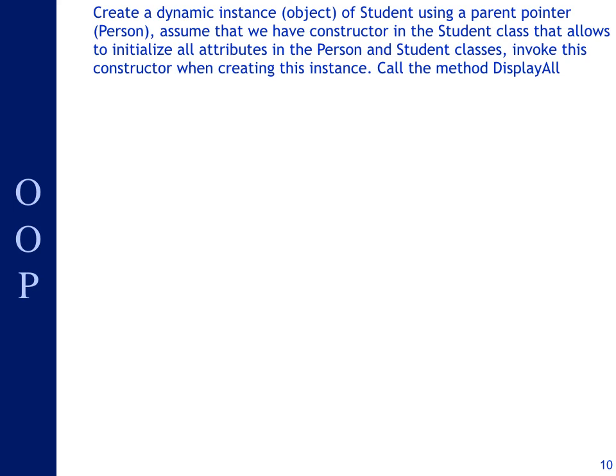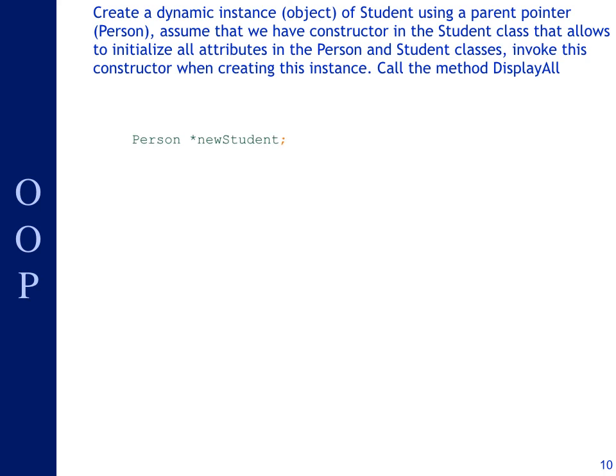So let's change the subject a little here, and we want to create a dynamic instance, a dynamic object of the student, using a parent pointer. So you remember that once we do that, we have access to the dynamic virtual function. So we're assuming that the constructor the student has allows us to initialize all the attributes of the person and the student, and we're going to invoke the constructor when we create the instance. So let's assume that we have a new constructor, which is a non-default that allows us to initialize all the attributes, and then we're going to call the display method.